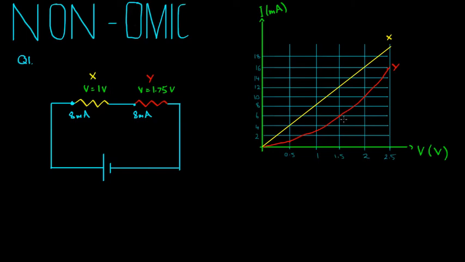And the fourth part of the question asks, what is the voltage of the battery therefore? Well, the voltage of the battery has to be enough to supply both these components. That comes to a total of 1 plus 1.75. The voltage of the battery is 2.75 volts. That's question 1.